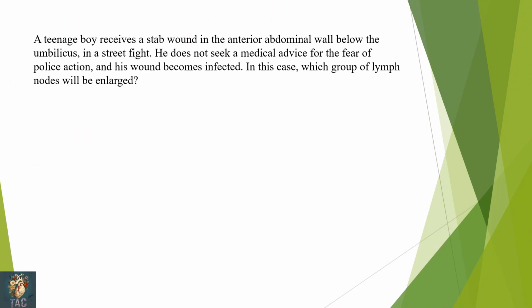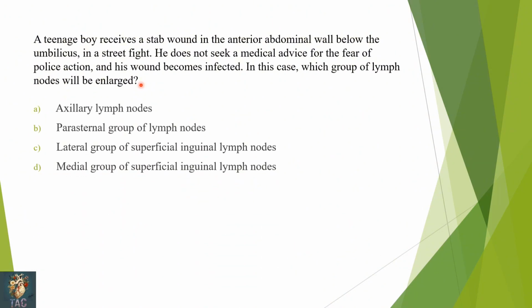Next MCQ is, a teenage boy receives a stab wound in the anterior abdominal wall below the umbilicus in a street light. He does not seek medical advice for fear of the police station, and his wound becomes infected. In this case, which group of lymph nodes will be enlarged? So look at the scenario. This is the abdominal wall injury below the umbilicus. So the lymph nodes which drain the abdominal wall below the umbilicus are the medial group of the superficial inguinal lymph nodes, and this is the answer.